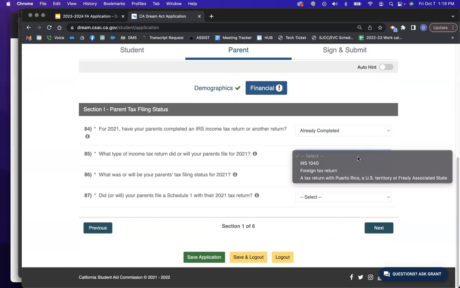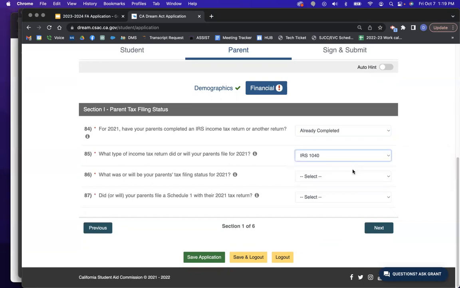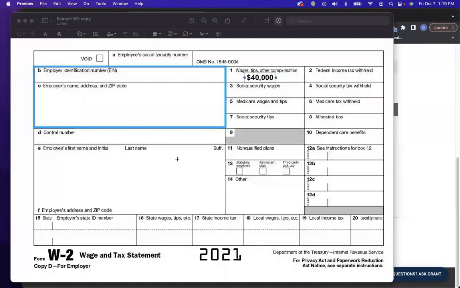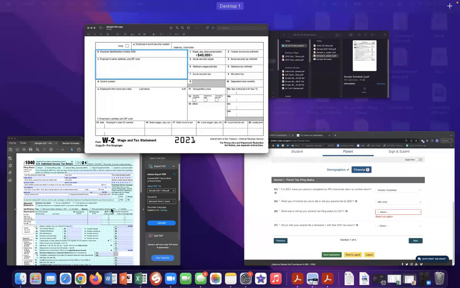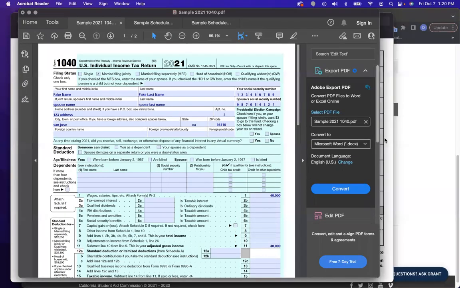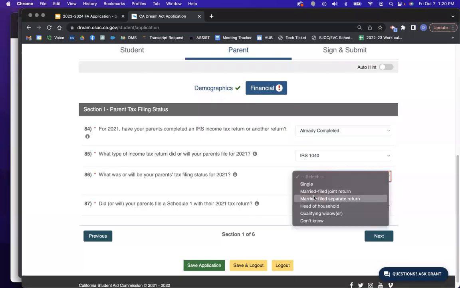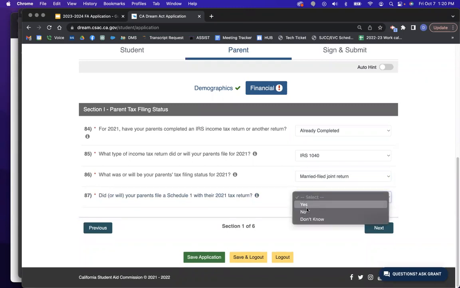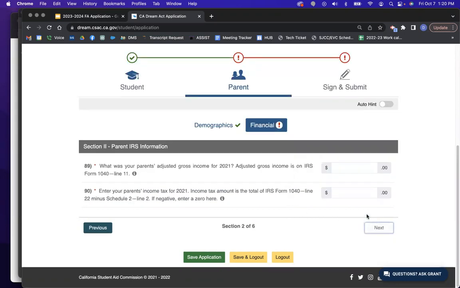And then it's going to ask what type of tax return. I'm going to say the 1040. And then what is your parents' filing status? Just for the purposes of this example, I chose married filing jointly. And then, did your parents file Schedule 1? I'm going to put no, but again, if your parents have one, you're going to put yes.